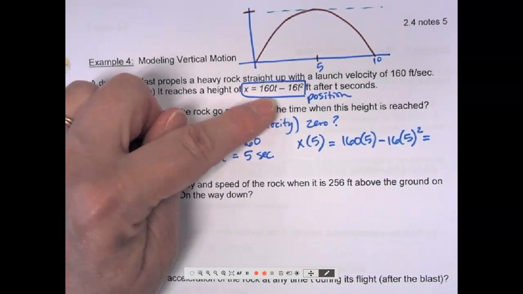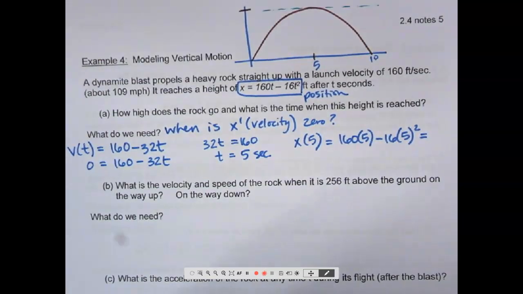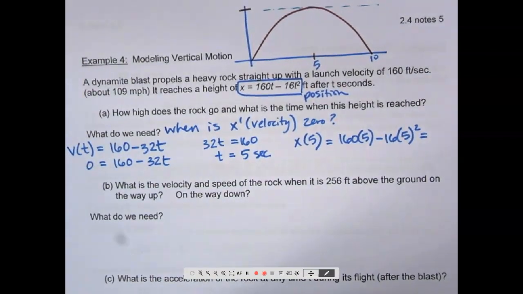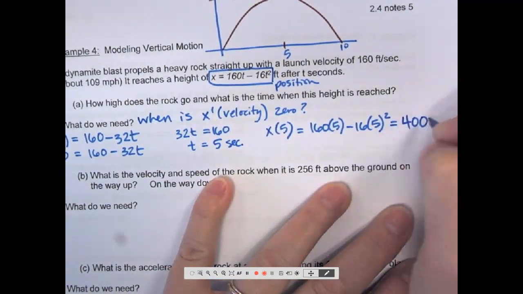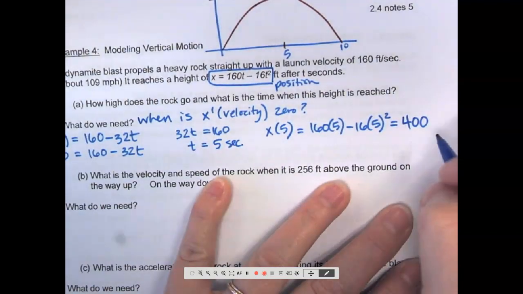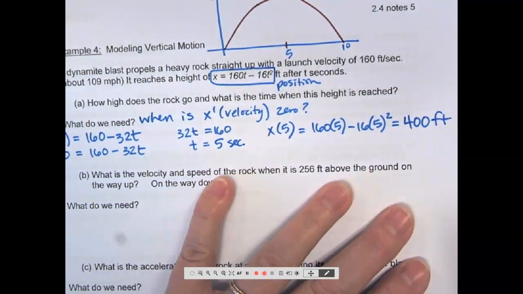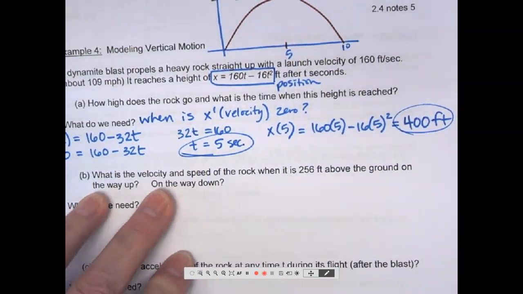What if I got a negative here? Would that be okay? Negative 5? My time is 5. What am I finding? Oh, the height. So would negative be okay? No, we're not going underground, right? 400? 400 feet. Oh, meters, feet. What is it? Meters. No. Feet. Okay, so at 5 seconds, it reaches 400 feet.